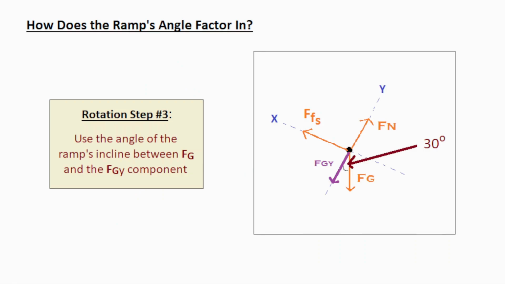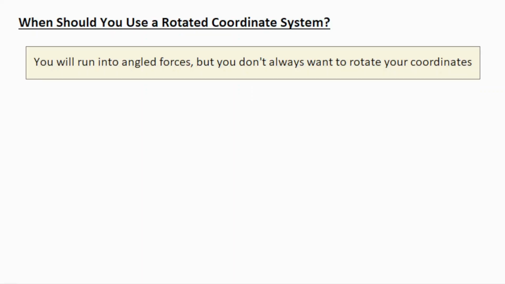If you did the first 2 rotation steps mentioned, then now you can use the angle of the ramp's incline between the force of gravity and the force of gravity y component. Here I wanted to summarize what has been discussed so far. You are likely to run into angled forces when you solve problems, but you don't always want to rotate your coordinates. So when should a rotated coordinate system be used?